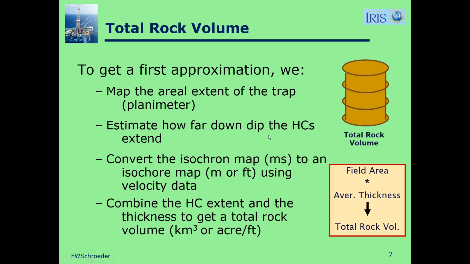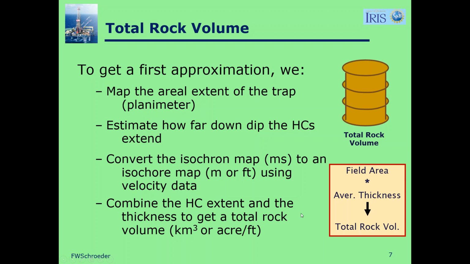We have to estimate how far down dip the hydrocarbons extend from the top of the trap. If we're working with seismic that's in two-way travel time, we can get an isochron, a two-way time thickness of the reservoir, and then we can convert that into an isochore thickness in terms of meters or feet, and we do that conversion from time to thickness using some velocity information.